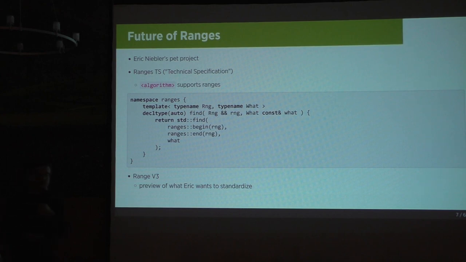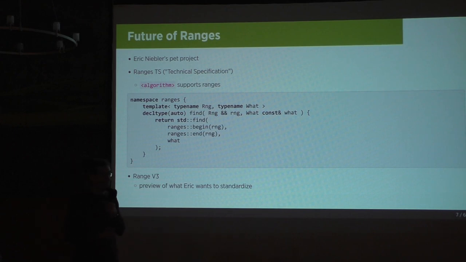So instead of writing, say, accumulate with begin and end, you can now just have one argument, which is a range, and it will call begin and end for you. It's actually defined that way if you read the standard. It just calls begin and end for you.